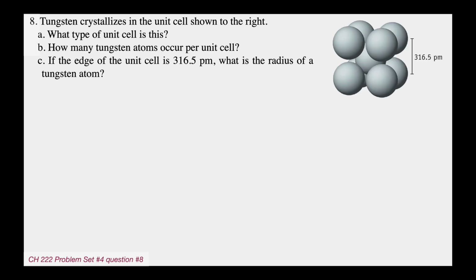Tungsten crystallizes in the unit cell shown there in the picture. What type of unit cell is it? How many tungsten atoms? And if the edge is 316.5 picometers, what's the radius of a tungsten atom?